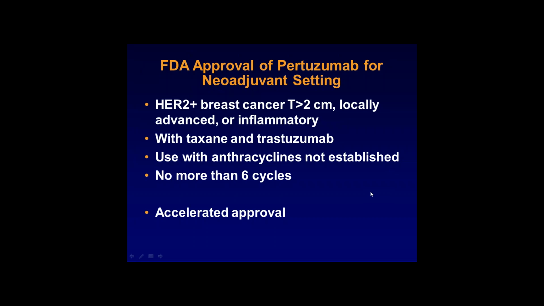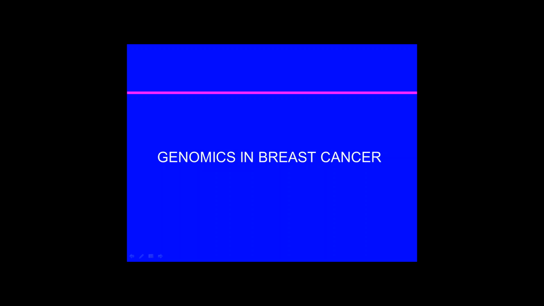Very recently, the FDA approved pertuzumab, an additional anti-HER2 drug, in the neoadjuvant setting for HER2-positive breast cancer that was greater than 2 centimeters or locally advanced or inflammatory, in combination with taxane and trastuzumab for up to 6 cycles. And so we're using this frequently in a couple of different regimens.